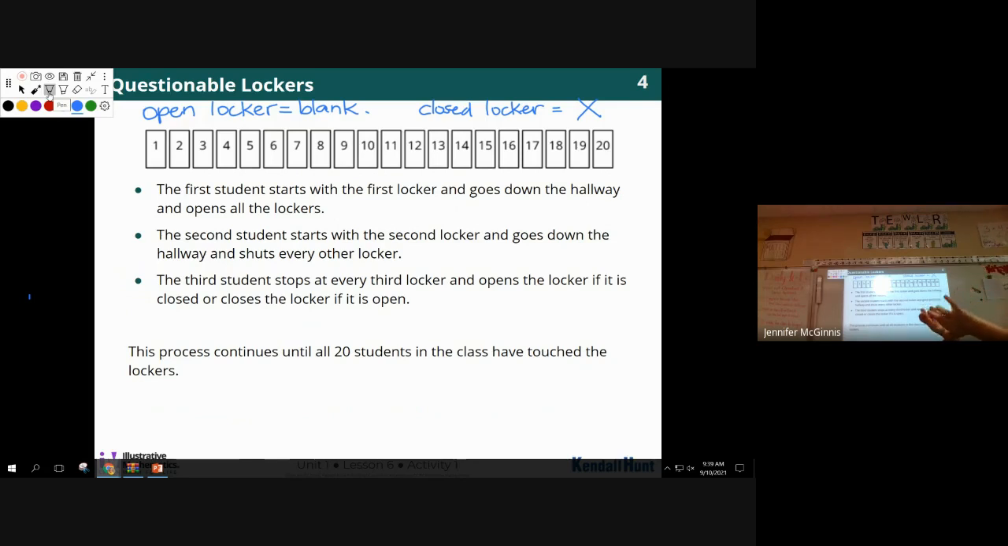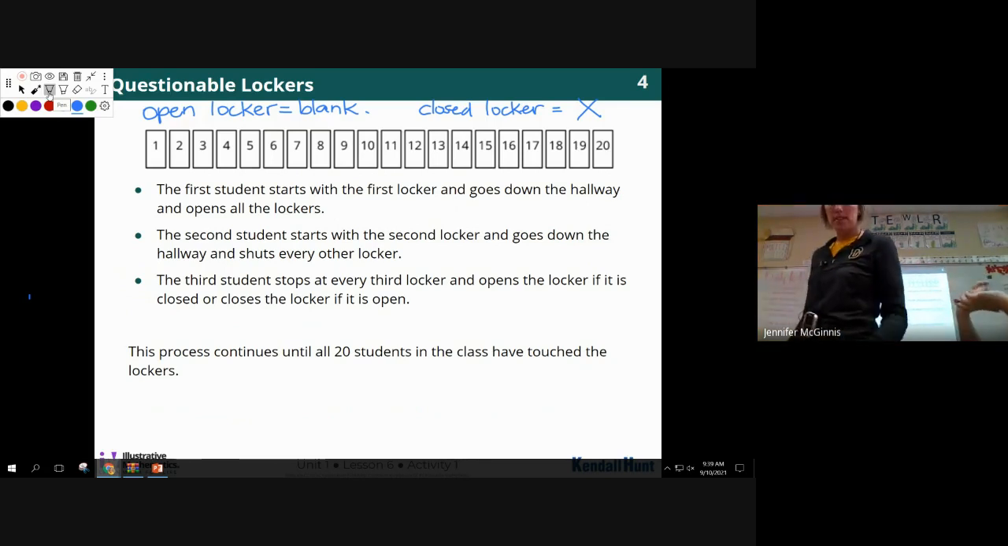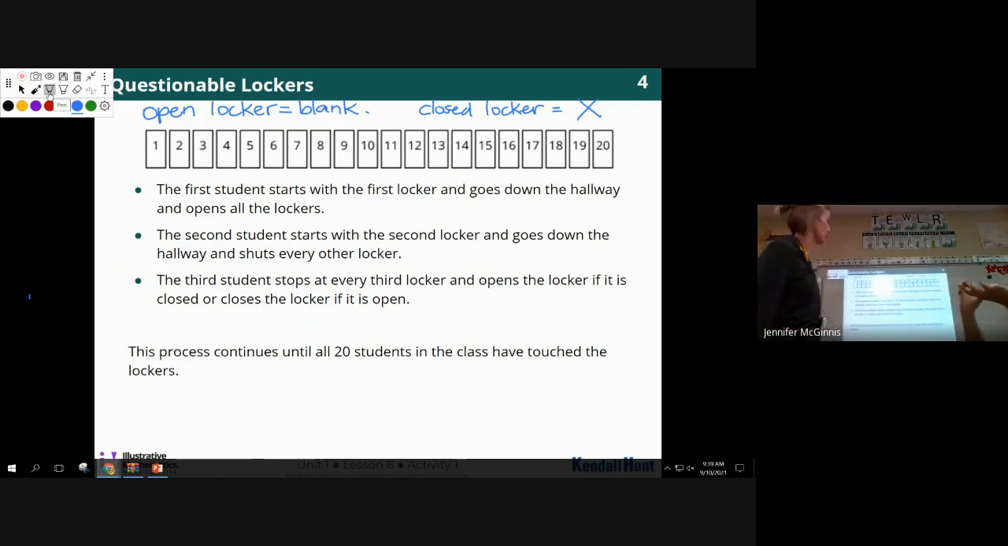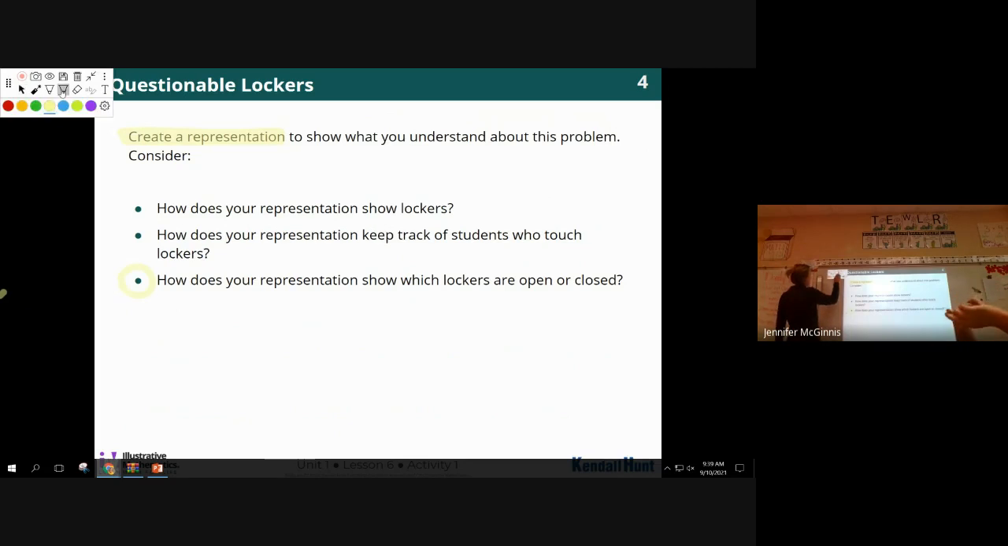Okay, as I go around the room, I am noticing that we're all missing, and this is just in the room, so what's happening on the recording, obviously I'm not sure, but what I'm noticing is we're all missing one very important piece of this. How does your representation keep track of students who touch lockers? You guys aren't keeping track of who's touching what. You're not keeping track of who touches what.